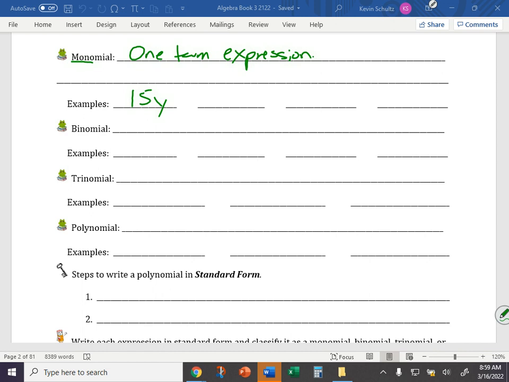Elliot? 15x plus 15y. 15x plus 15y. Okay. This would not be a monomial.